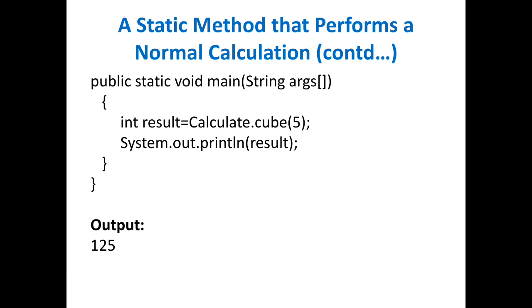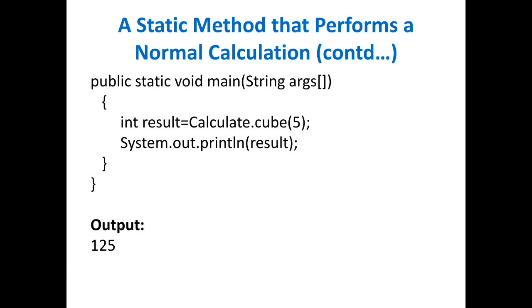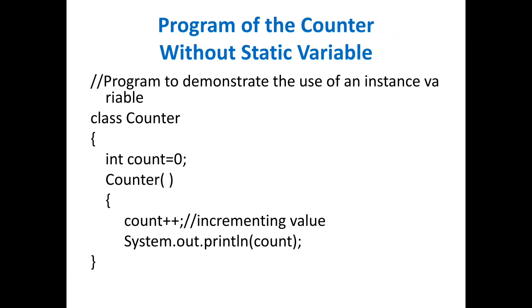Then in main method we are going to calculate by calling calculate.cube of 5. So go to calculate.cube, that is x into x into x, that is 5 into 5 into 5, that is 125. That value will be assigned to result. So result equal to 125, which is integer. Now result will be printed. So output will be 125. 125 will be printed.